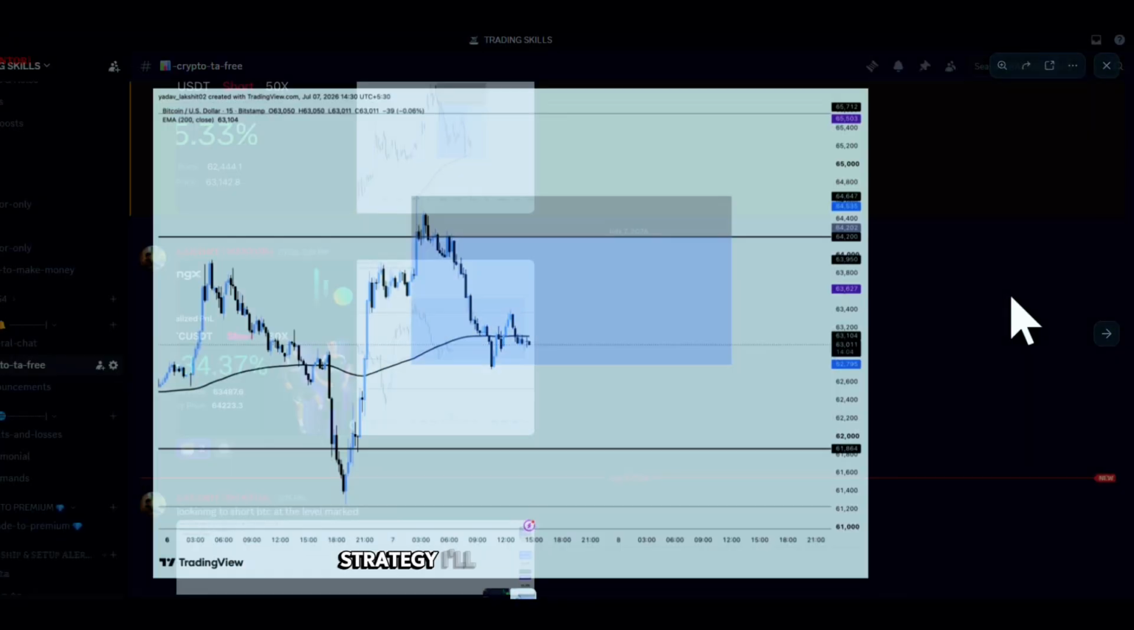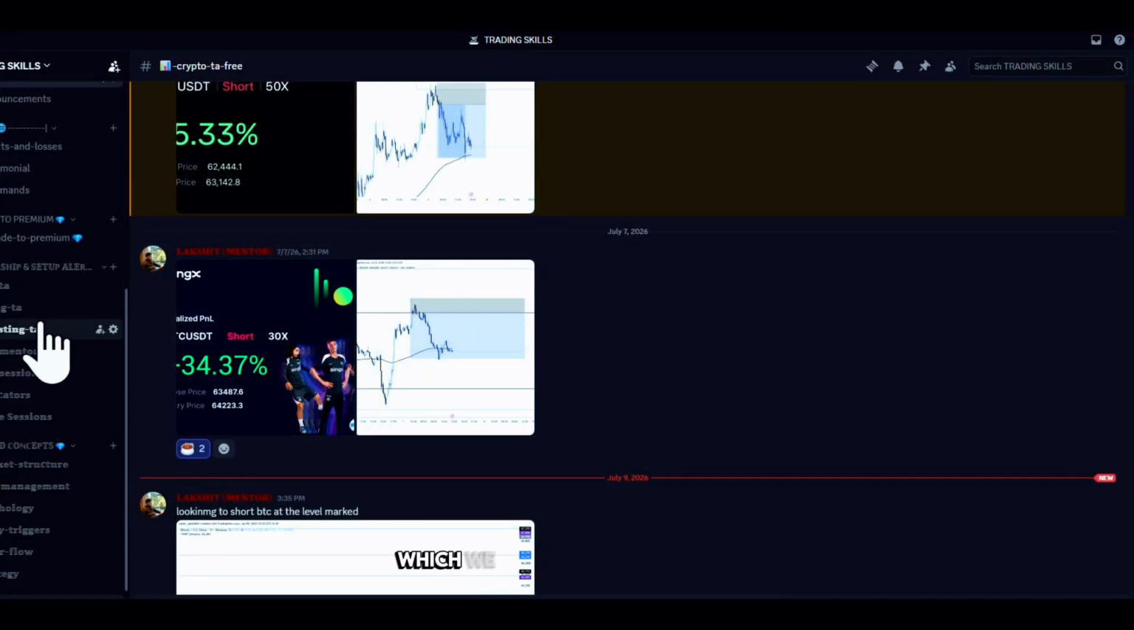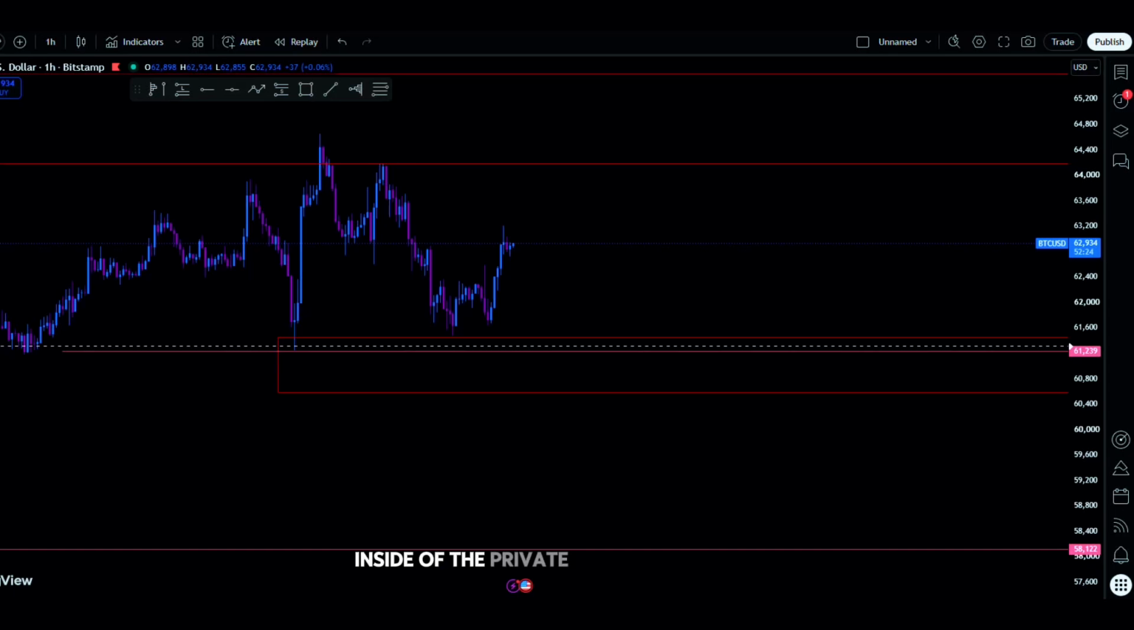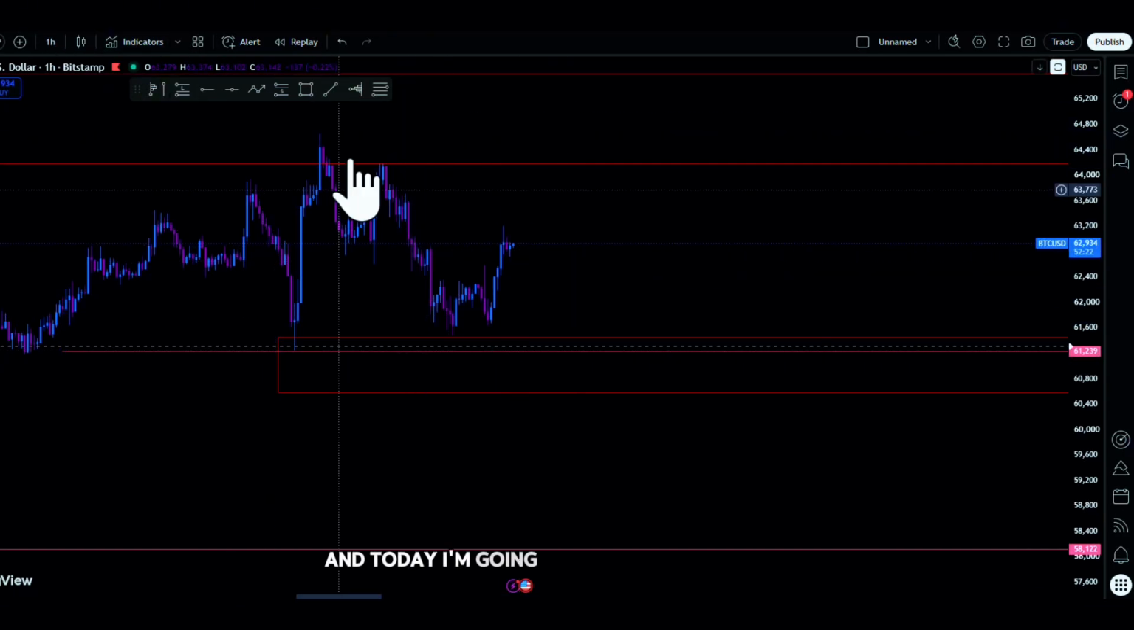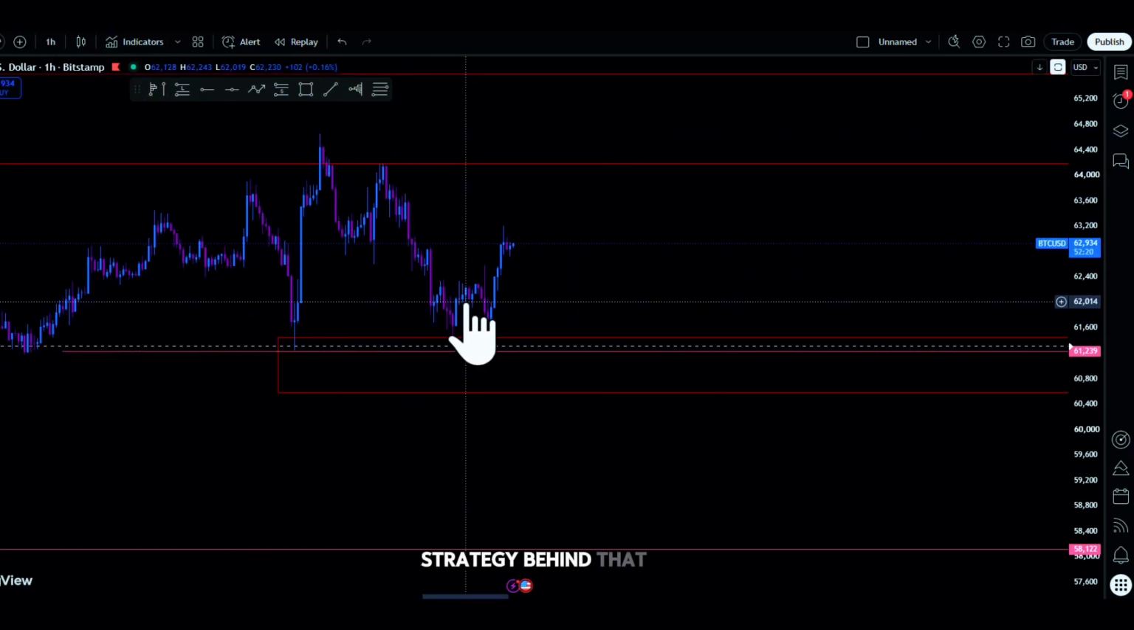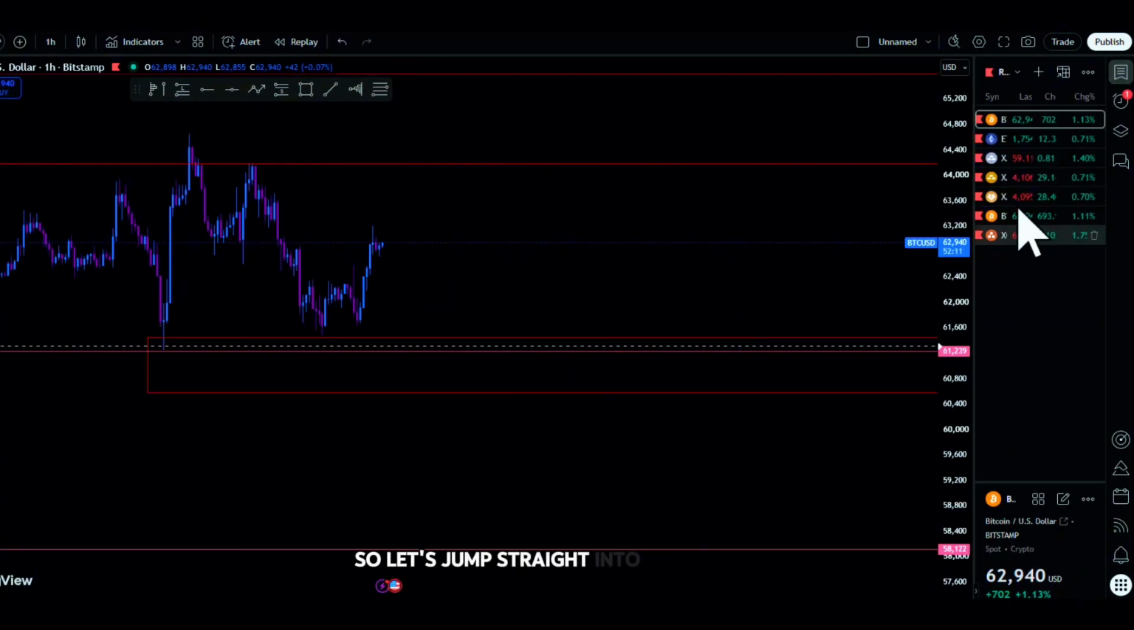The setup and strategy I'll be talking about is right here, which we had called in advance inside of the private Discord community. And today I'm going to break down the exact strategy behind that trade. And this strategy is pretty simple to follow, easy to implement, and has completely changed the way I trade. So let's jump straight into it.